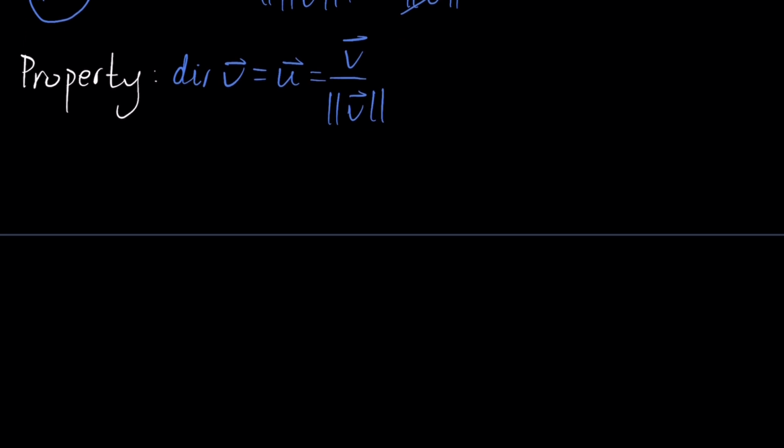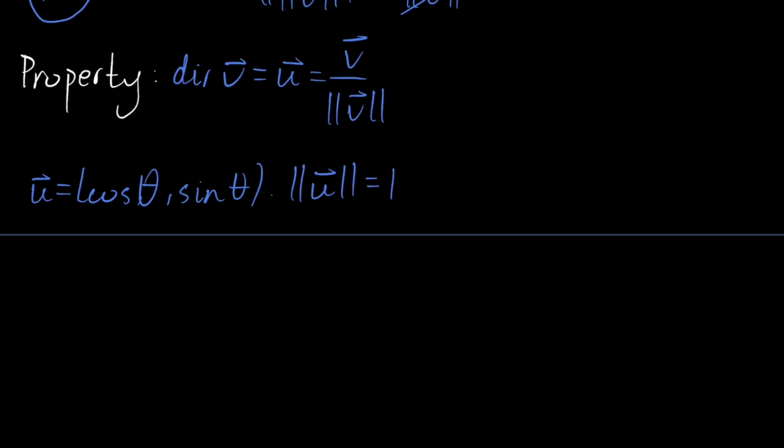For example, a very special unit vector is u is equal to (cosine theta, sine theta). Its length is equal to the square root of cosine squared plus sine squared, which according to the trigonometric identity is equal to 1.